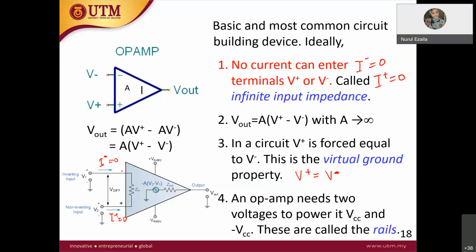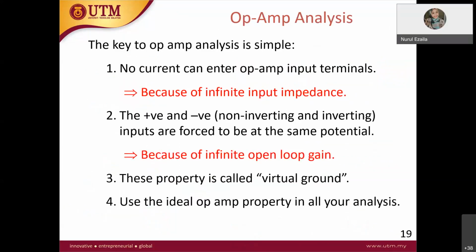Okay, an op-amp needs two voltages, VCC and minus VCC, which are the voltage supply. These are called the rails, or the rails voltage, because they have the same magnitude, but different signs, plus and minus. The key to op-amp analysis is simple. No current can enter, which means I negative equals 0, and I positive also equals 0. That is the first term you need to know to analyze an op-amp.